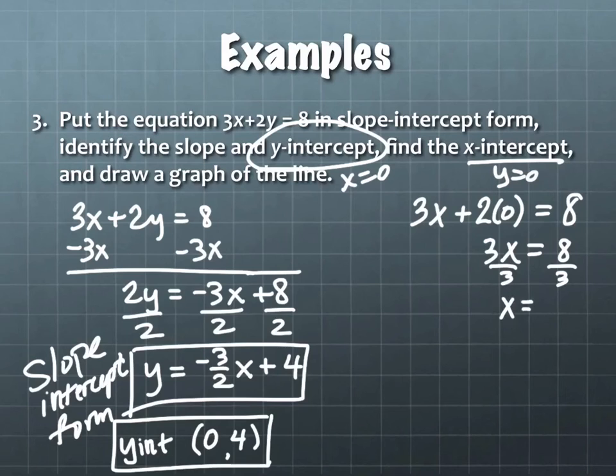So the x value that I just found was 8 over 3, but that's not my x-intercept. My x-intercept is, again, an ordered pair. The value of the x-coordinate is 8 over 3. What's the value of the y-coordinate? 0. You got it.